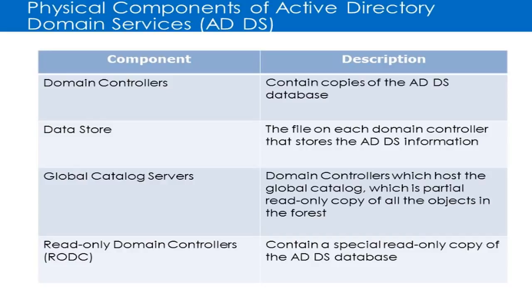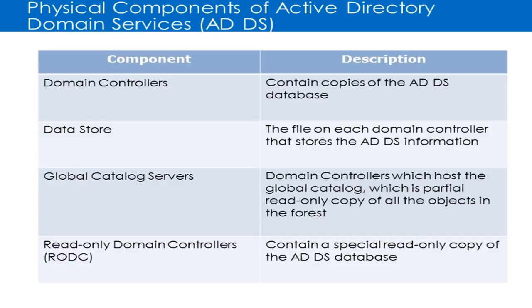A global catalog server, I love the definition here. It's a domain controller that hosts the global catalog. Great. What's the global catalog? It's a partial read-only copy of all the objects in the forest. It's kind of like the yellow pages for everything in the entire forest. Okay, there's one global catalog throughout the forest, and the global catalog servers are the ones that actually host that catalog.